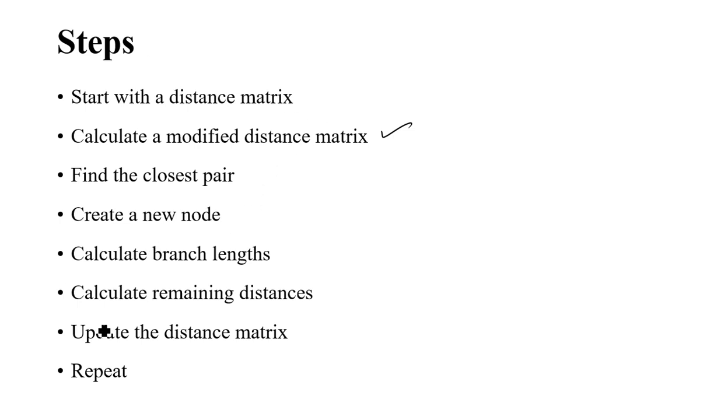So all these steps are the same as what we were doing in the previous methods, but here it is a little bit different. First, you have to construct one new matrix. Here, calculating the remaining branch distance is also a little bit different, which we'll see when we solve the numerical. So let's start with the solution of this method.